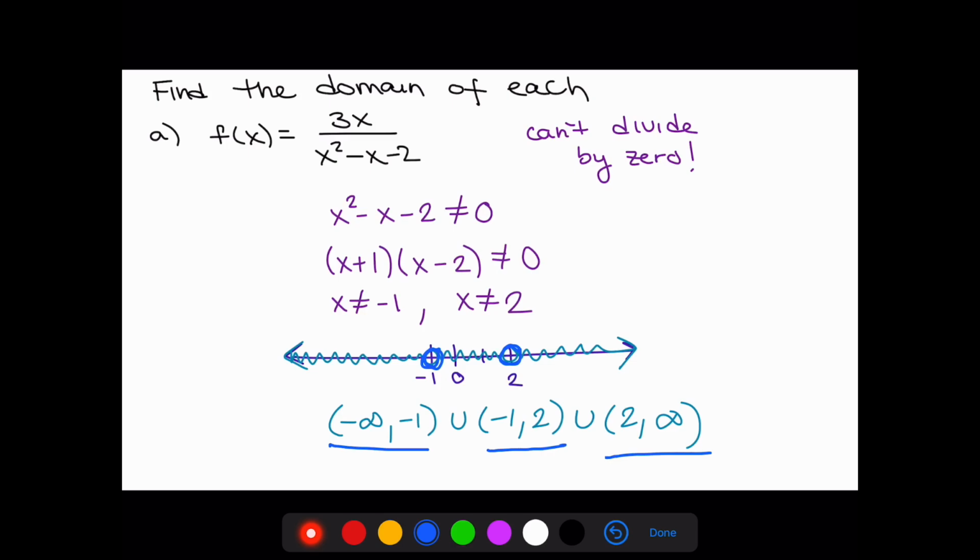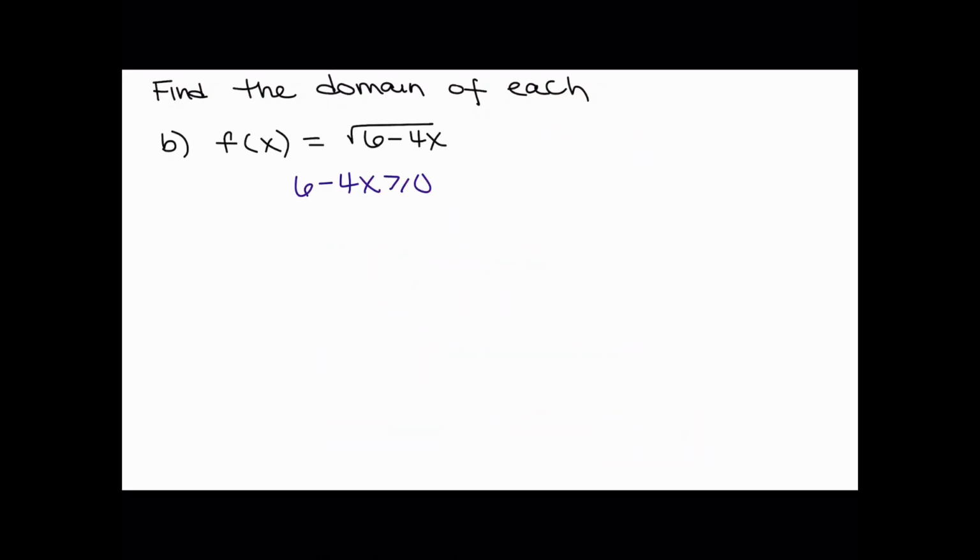Notice I used parentheses. That's how we indicate that we are not including the -1 and the 2 as part of the domain. That's important. That's the idea here. The -1 and the 2 are not in that domain. Let's look at the second example. F of x equals square root of 6 minus 4x.